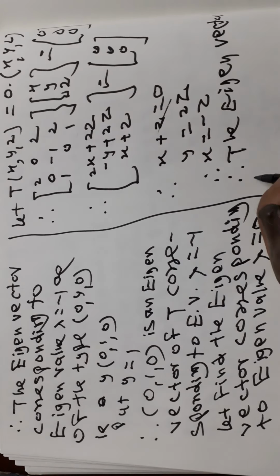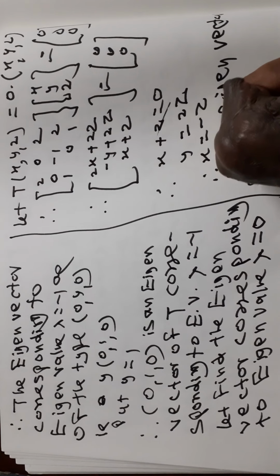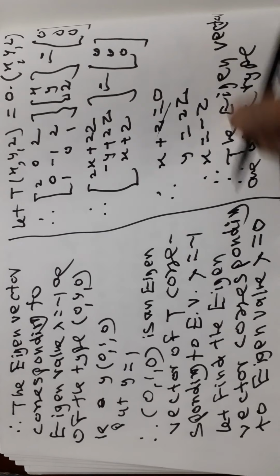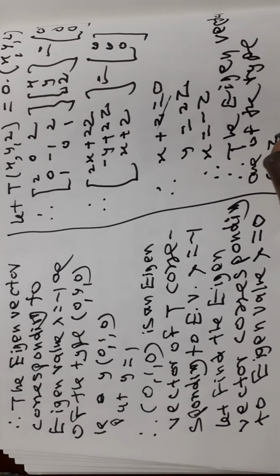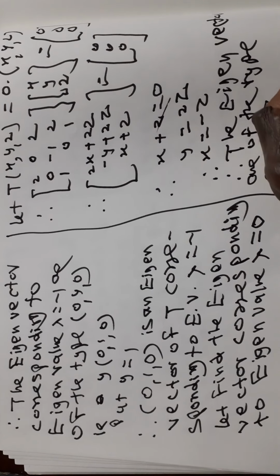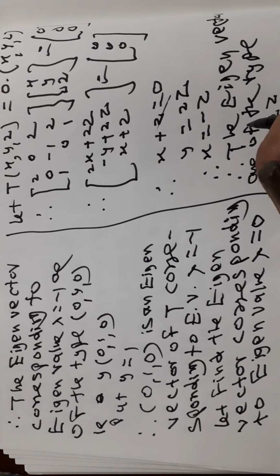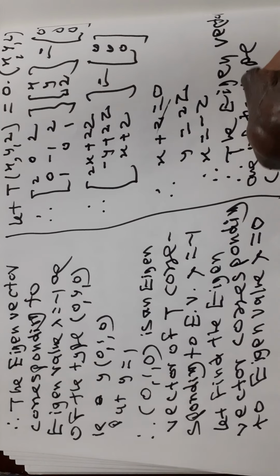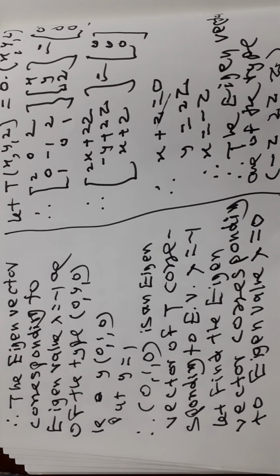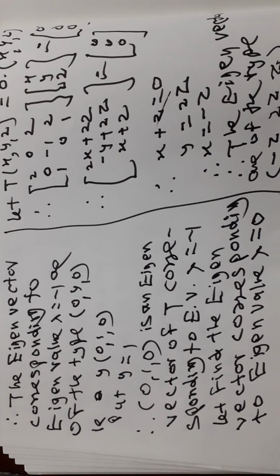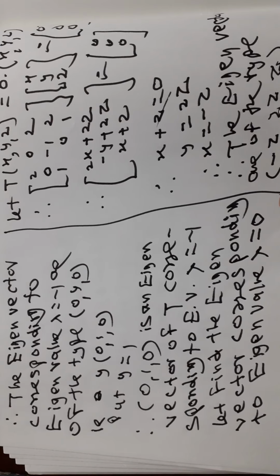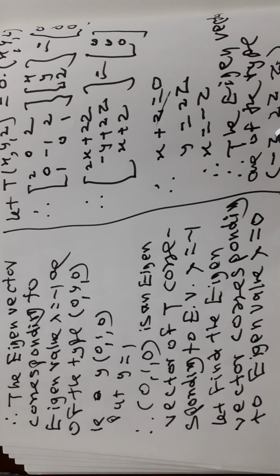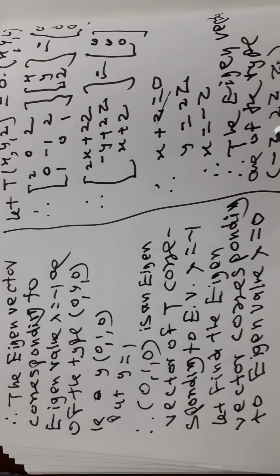Therefore, the required eigenvectors are of the type (minus z, 2z, z). Put z is equal to 1. Therefore, (minus 1, 2, 1) is an eigenvector of T corresponding to eigenvalue lambda is equal to 0.